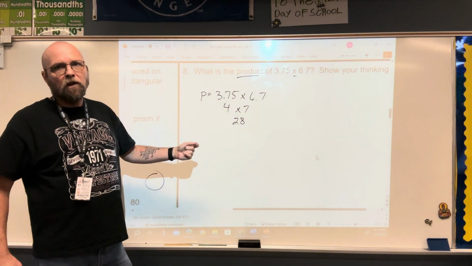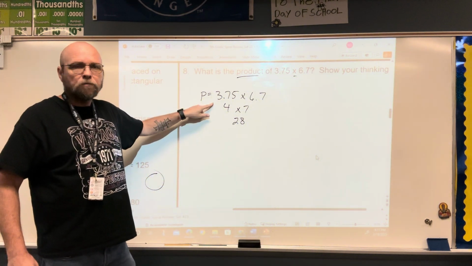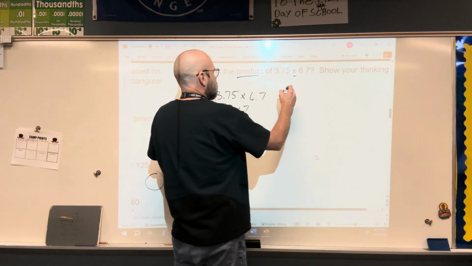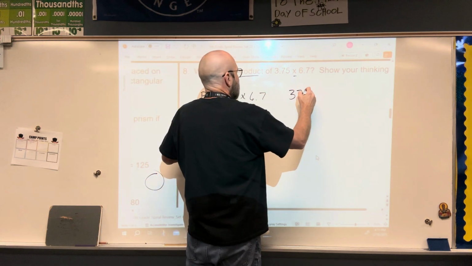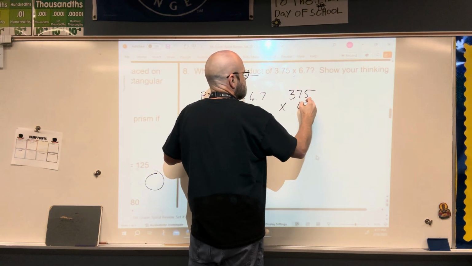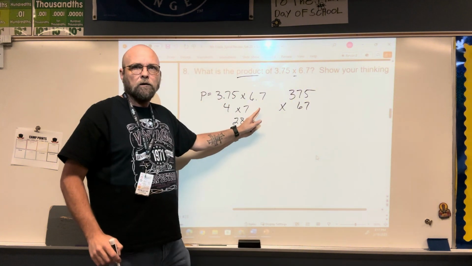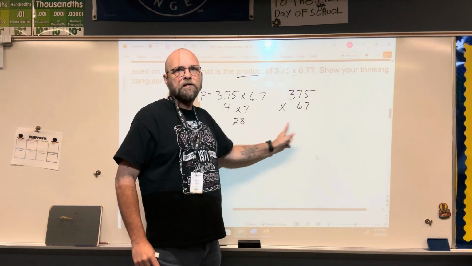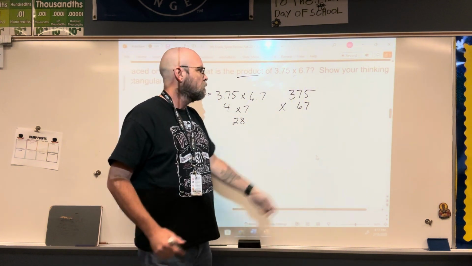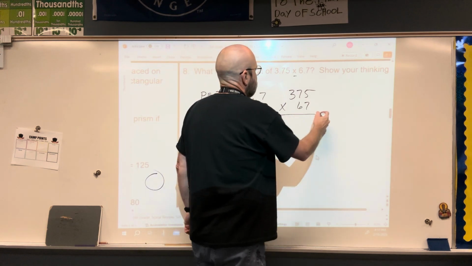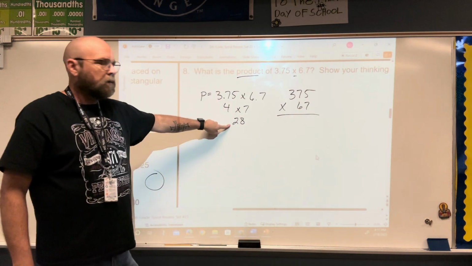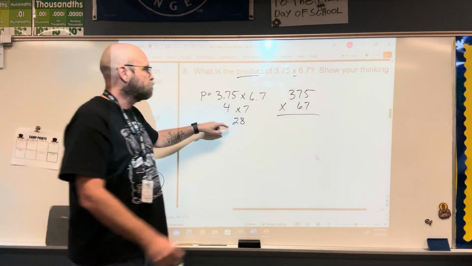Now, when I'm multiplying, I don't include the decimal points. So I'm going to really multiply this 375 times 67. I don't need to put a 0 here. When we multiply, they don't have to be the same distance apart. We can just do 375 times 67. My answer should be somewhere near 28.